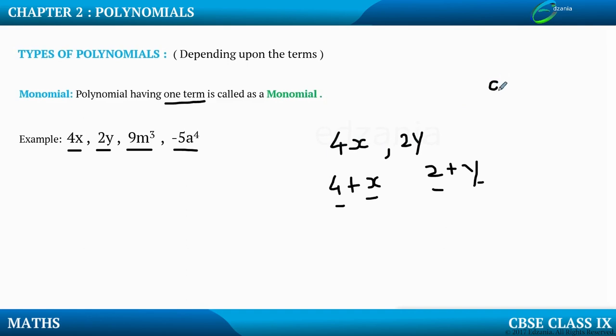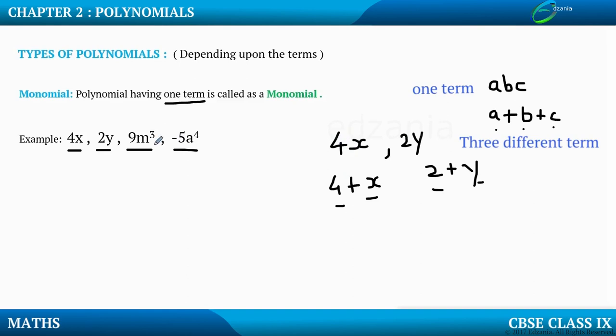Even if I write it like this, say ABC, this is assumed to be one term. These are not three different terms. If I write a plus b plus c, yes, then they can be considered as three different terms. So 4x, 2y, 9m cube, -5a raised to 4 are monomials because they are single terms.